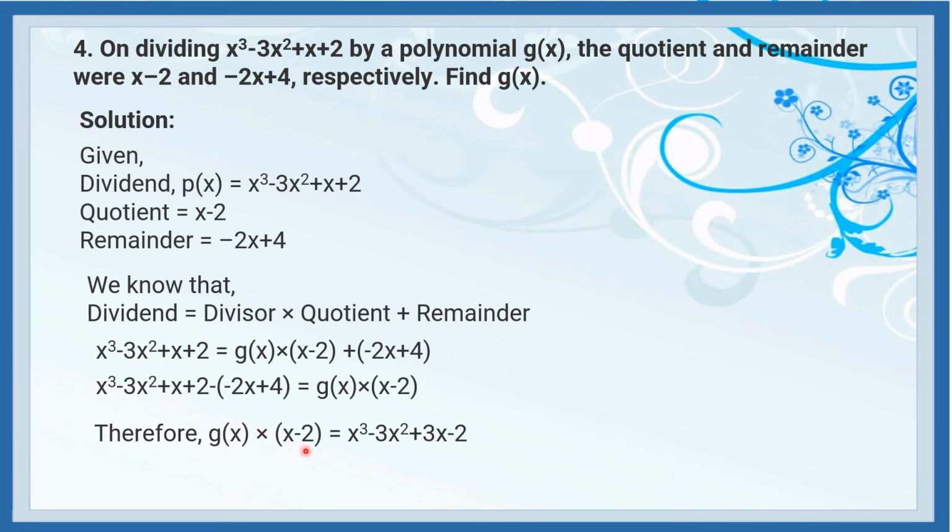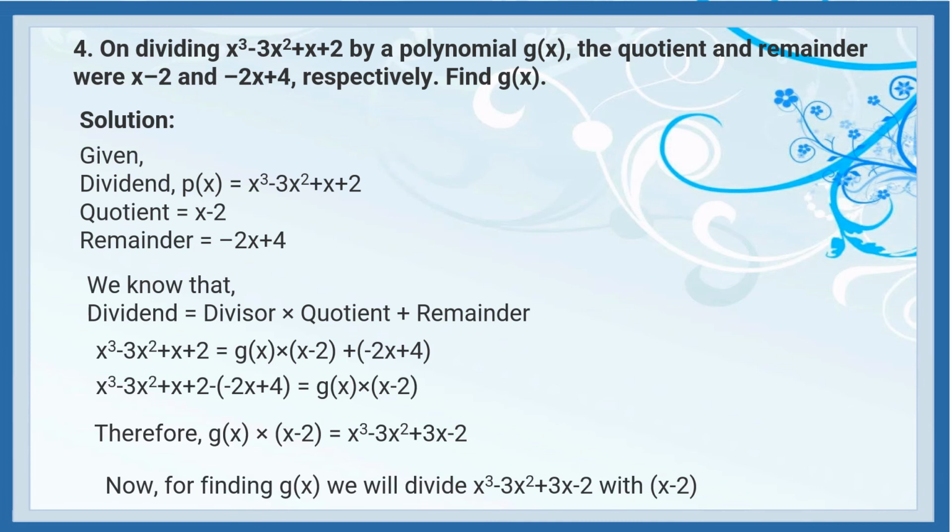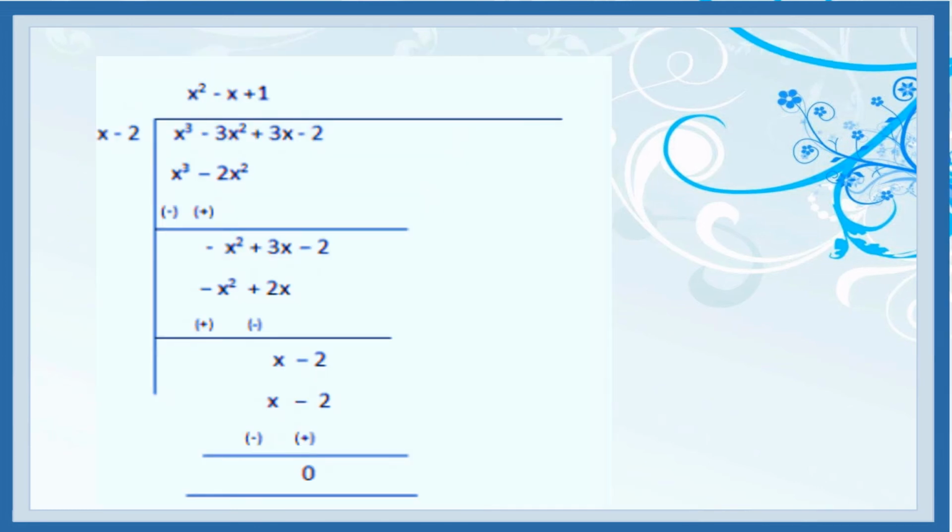Now g of x equals, we should divide this by x minus 2. We are asked to find g of x, isn't it? So g of x equals this cubic polynomial divided by x minus 2. Now let us divide this. We get x square minus x plus 1. So g of x equals x square minus x plus 1. That is what is asked in the question.